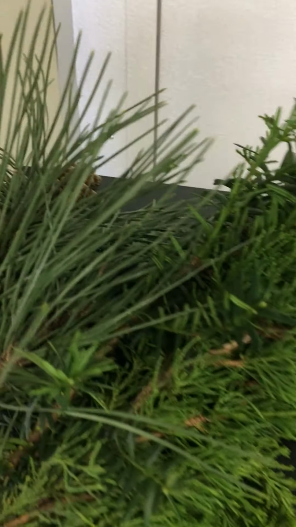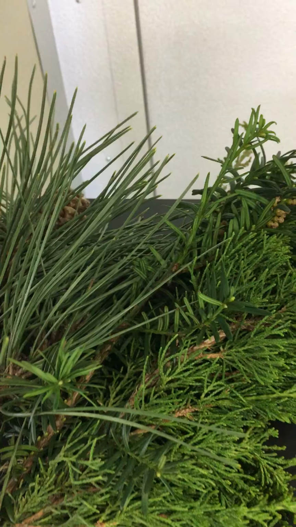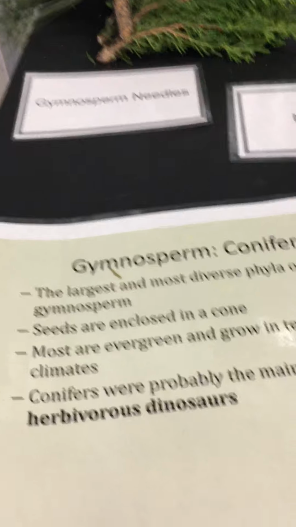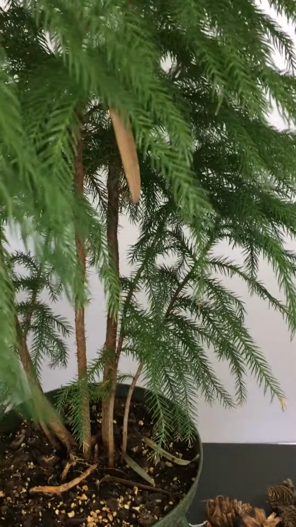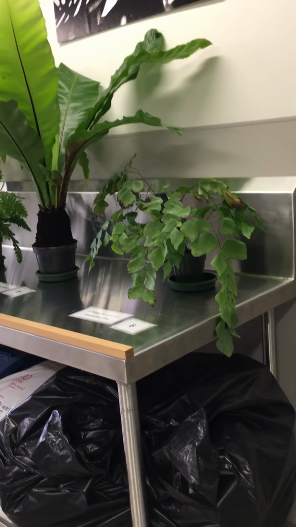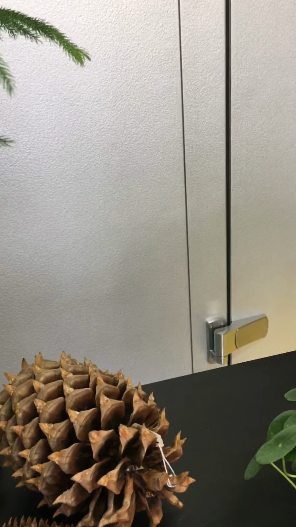Here's some cool gymnosperm needles, which are actually the leaves of the gymnosperm. And it says a cool little fact here that the conifers were probably the main food of herbivorous dinosaurs. And then you'll see here that the dominant generation is the sporophyte generation, similar to the ferns. So with the ferns, you're starting to see more dominant sporophyte generation, and that's going to last throughout the evolutionary scale.